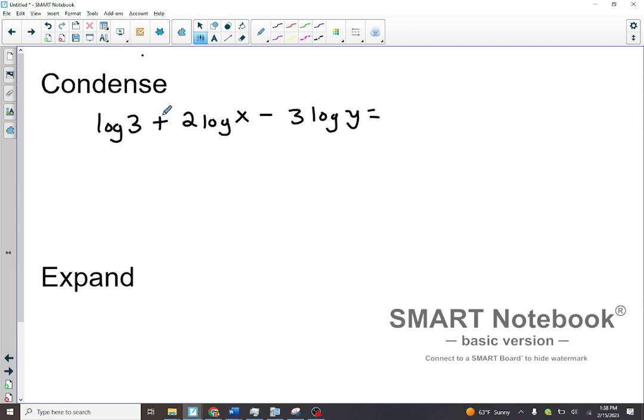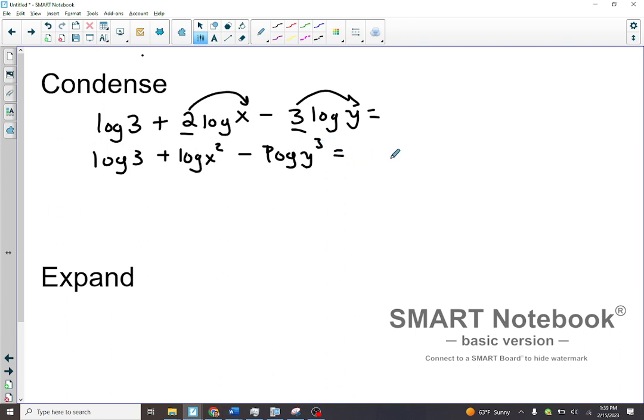All right, to condense this, every time I see a plus sign, I know I'm multiplying. Every time I see a minus sign, I'm going to divide. But I do have these numbers in front, so I want to move those to the top. So I'm going to rewrite this as log 3 plus log x squared minus log y to the third. From there, now I'm going to condense it all. The number becomes an exponent; it pushes the thing up. That's if you're doing it over the equal sign, that's like solving. We're just condensing here. So it's going to be log of 3x squared divided by y to the third.